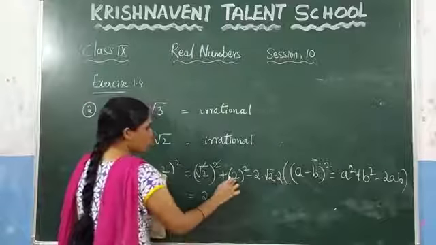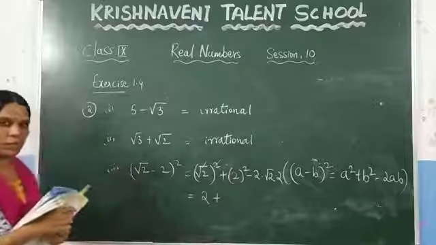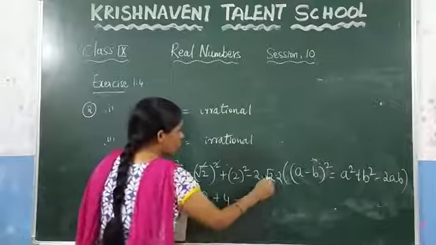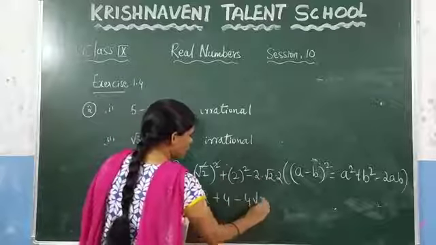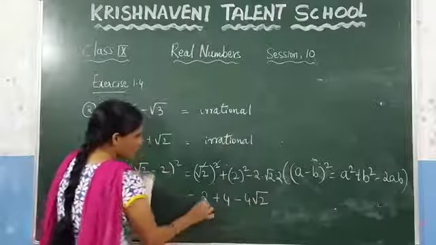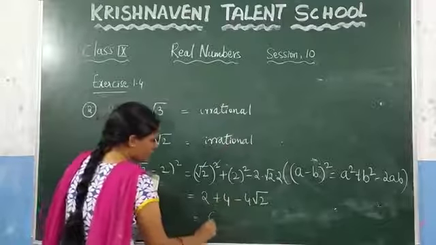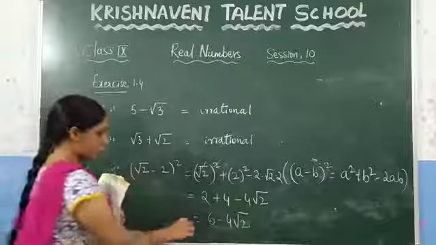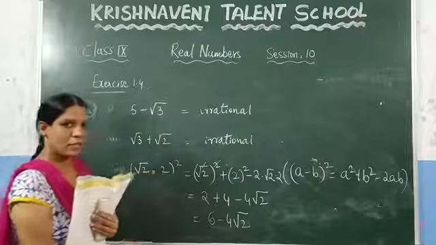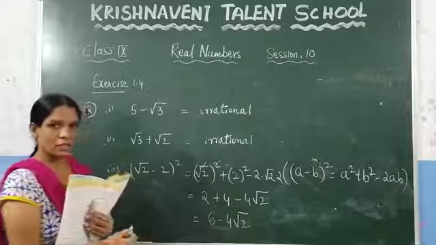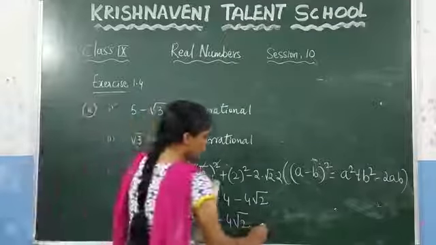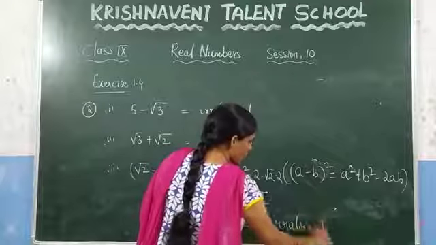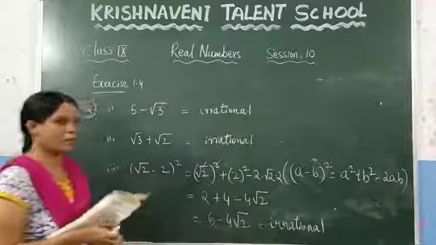You will get 2. And what is the value of 2 square? You need to multiply 2 times, which is 2 into 2, 4. And minus 2 into 2, 4 root 2. Now solve it. What is the value of 4 plus 2, which is 6, minus 4 root 2. Again here we got one rational number and the other irrational number. You know that if one is rational and the other is irrational, the result will always be irrational. So it is also an irrational number.